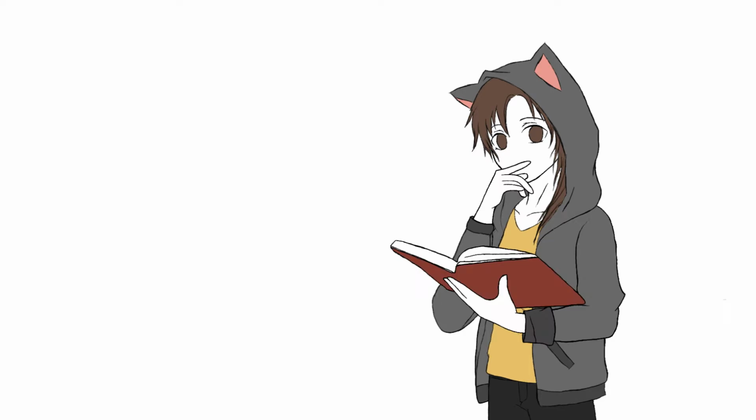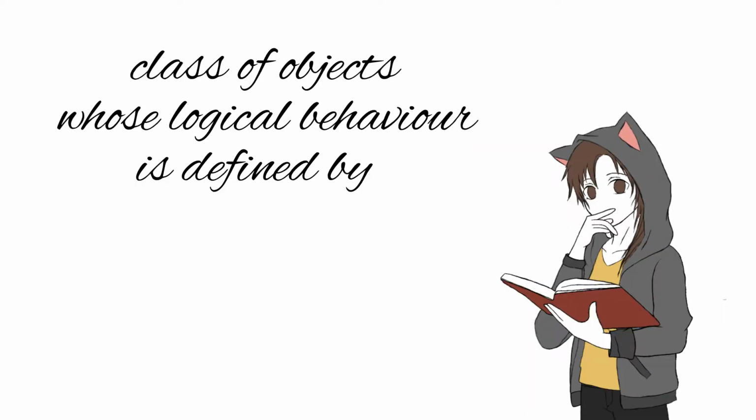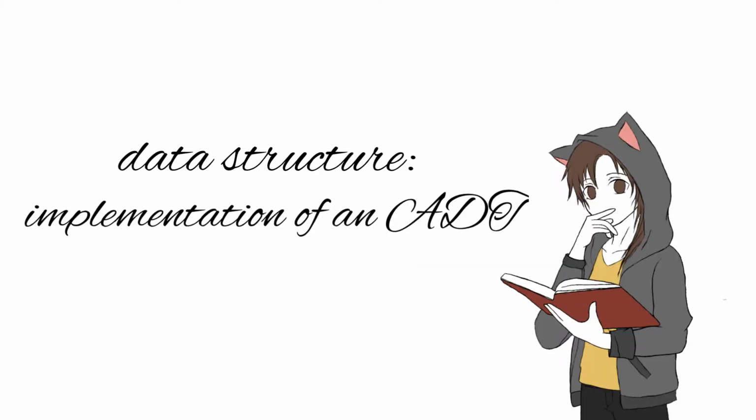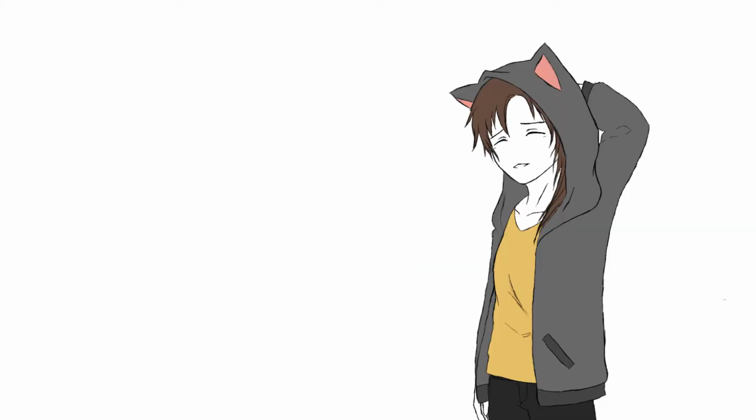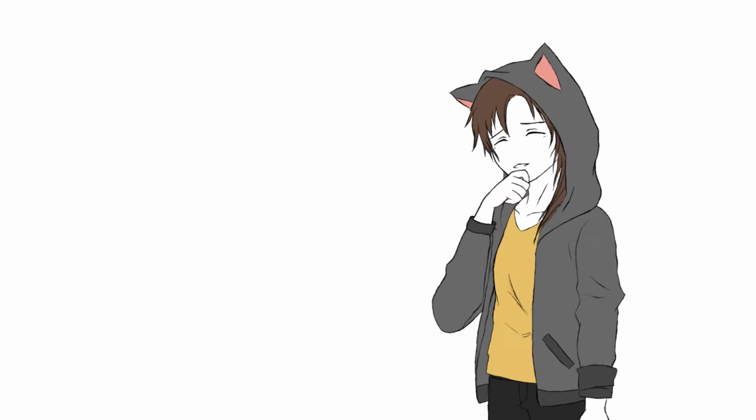So formally, an abstract data type, or ADT, is a class of objects whose logical behavior is defined by a set of values and a set of operations, while a data structure is the implementation of the ADT. But that can be hard to wrap your head around, so let's define them using a more familiar example.